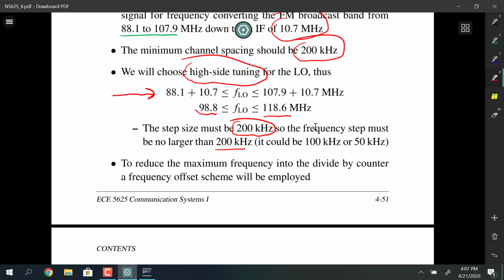It can't be larger than that. It could be 100 kilohertz, and then you would take double steps. It could be 50 kilohertz, and then you'd take quadruple steps every time you wanted to change channels. But the most efficient way to go would be 200 kilohertz.